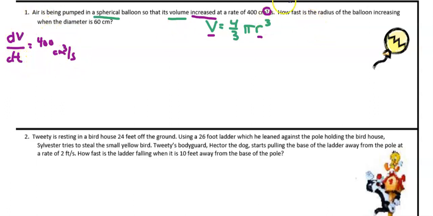And it asks, how fast is the radius increasing? How fast is the radius increasing? So I'm looking for the change in the radius with respect to time. That I do not know, but it's telling me when my diameter is equal to 60. So the diameter is equal to 60 centimeters, which means that my radius is going to be equal to 30 centimeters.